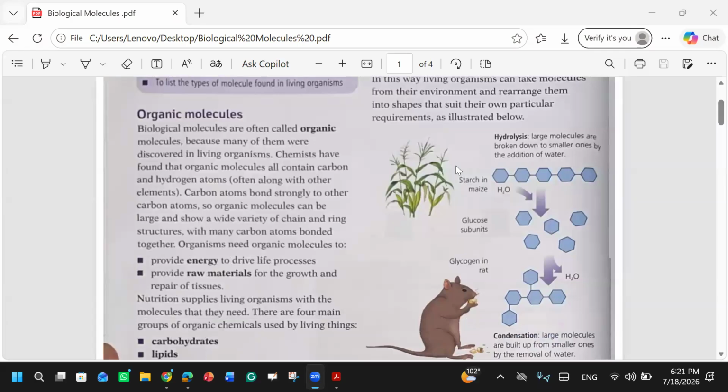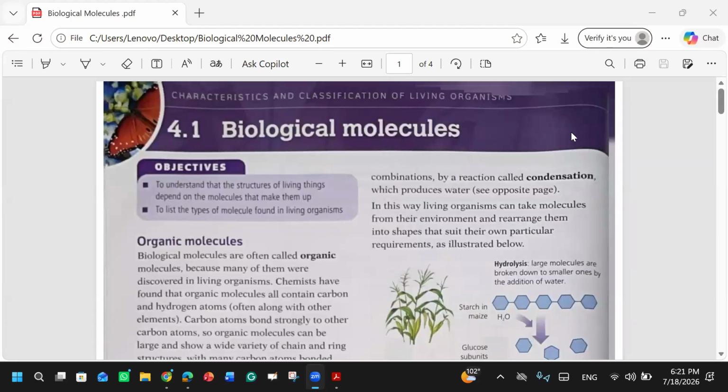Okay. Now we are going to start our discussion on biological molecules. Basically, if I quote an example, for example, you have a chair and a plant in front of you. So, what do you think? Which one is alive, chair or that plant?